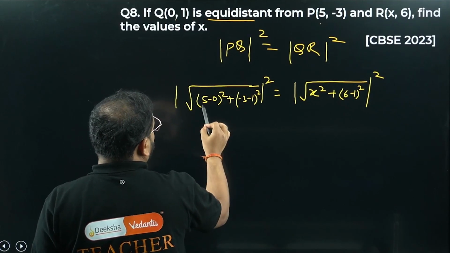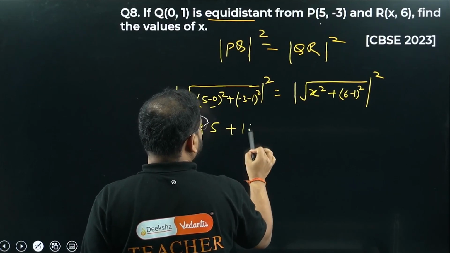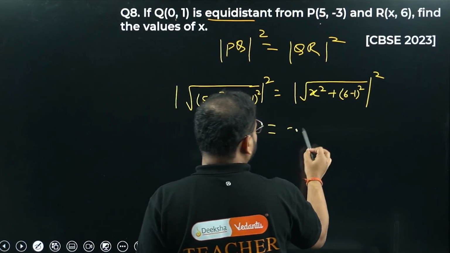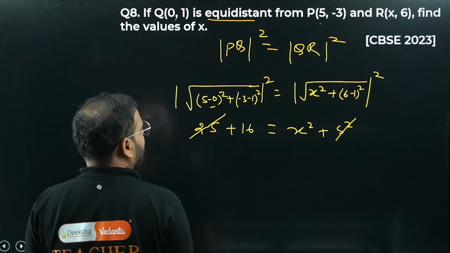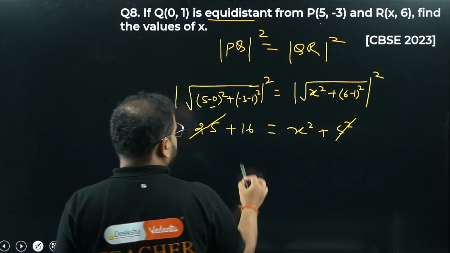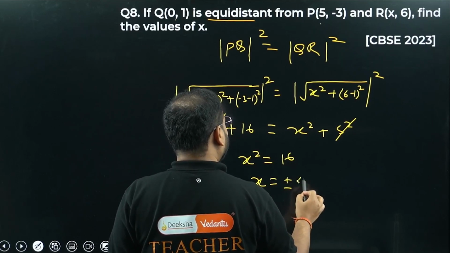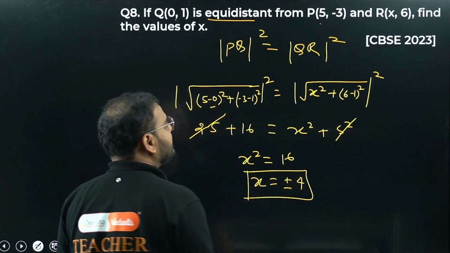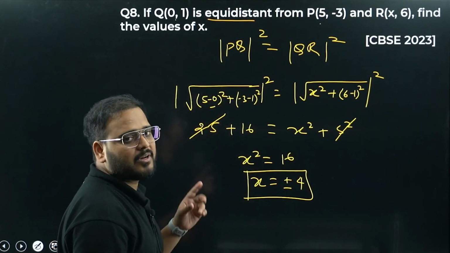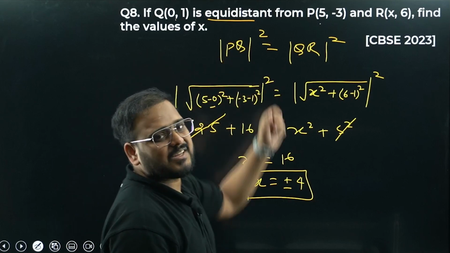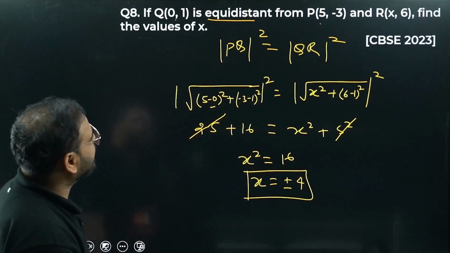I'll have 5 square, which is 25, plus 4 square, which is 16, equals x square plus (6 minus 1), which is 5 square. Cancel 5 square and 25. What I'm getting is x square equals 16. So x is plus or minus 4. Means x value can be negative 4 or positive 4. Then this point R will be equidistant from Q as point P. Clear? Simple 2-marker question, asked in the CBSE 2023 paper.